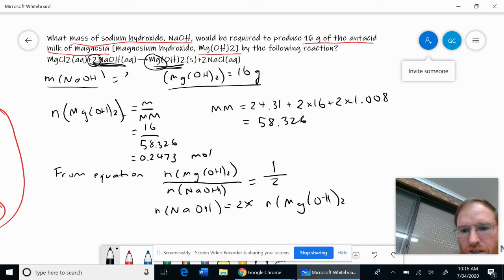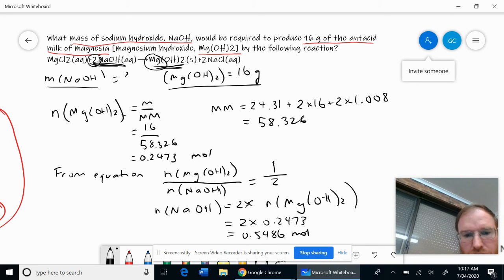Now that may seem easy, but sometimes the ratio is a bit more difficult and the numbers of moles are funny, so it is helpful to lay it all out. So what do I get? 2 times 0.2743. When I calculate that, I get 0.5486 moles. So I know now how many moles of sodium hydroxide I've got.